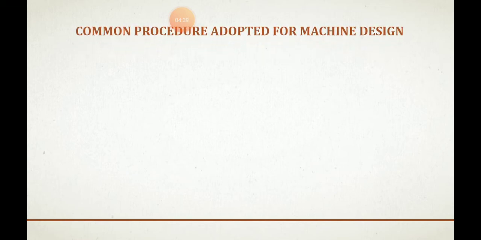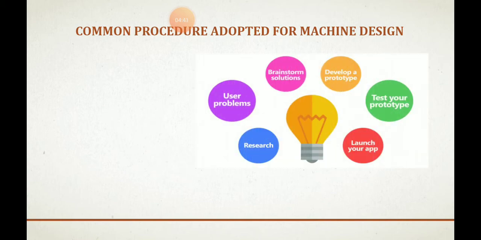Next is the common procedure adopted for machine design. This is the diagram which indicates how the procedure of design goes. Suppose you want to invent something, or launch some product in the market. It is not like you wake up and launch one product. No, it is not going to happen.